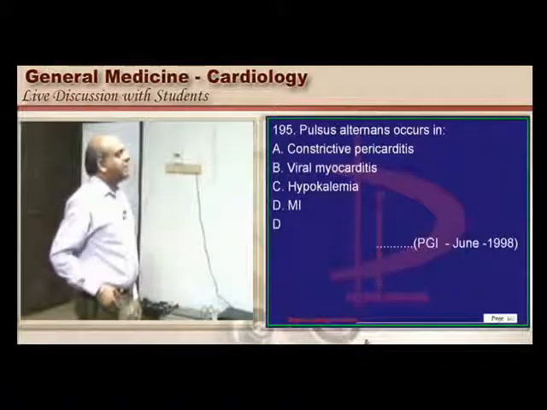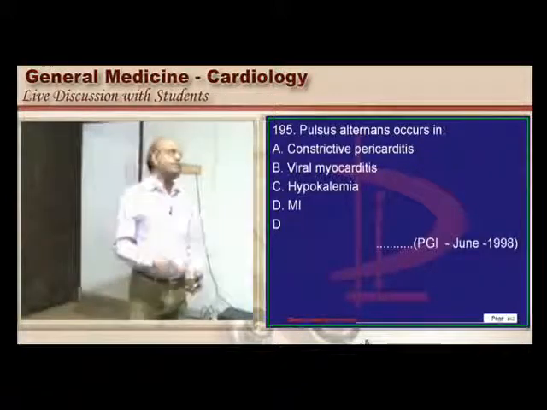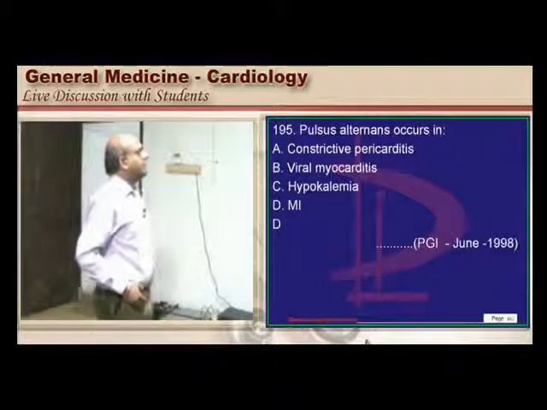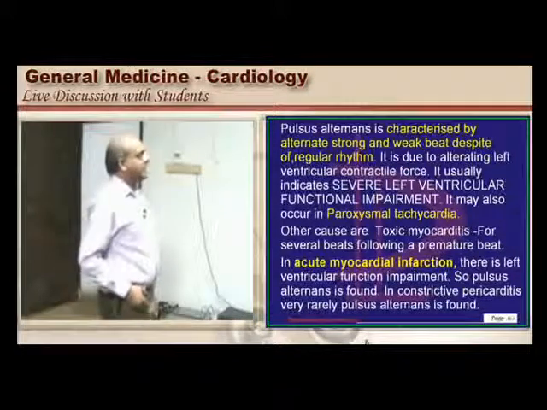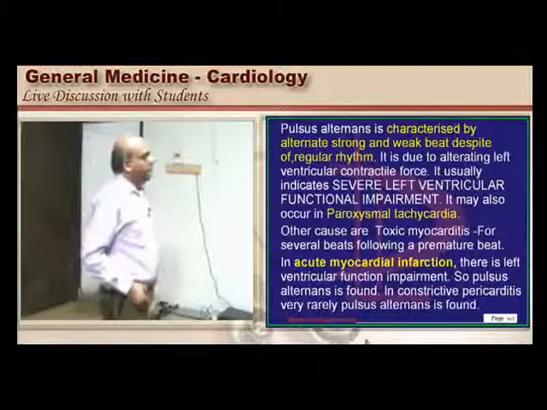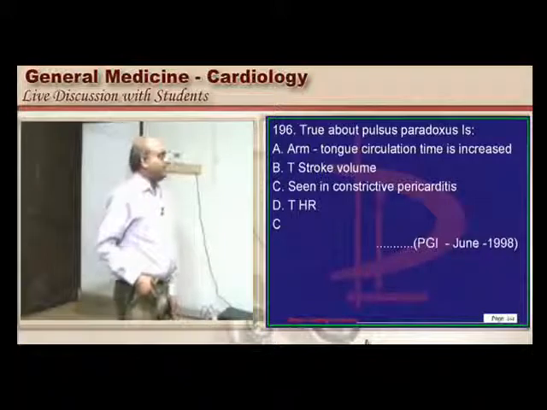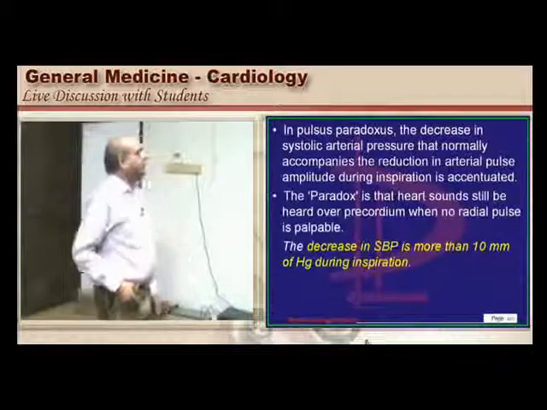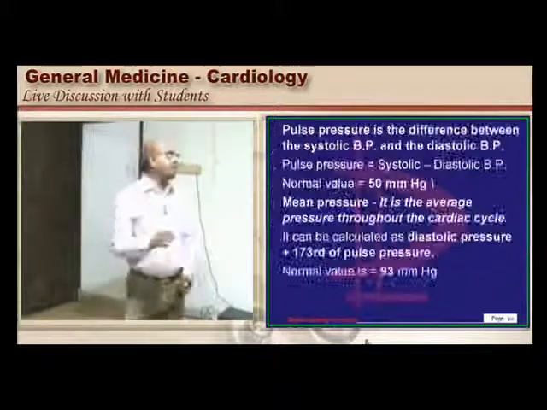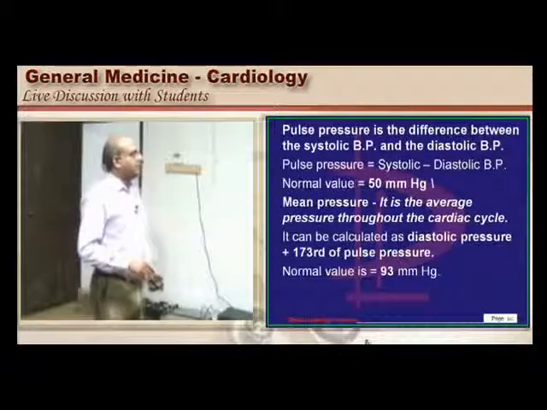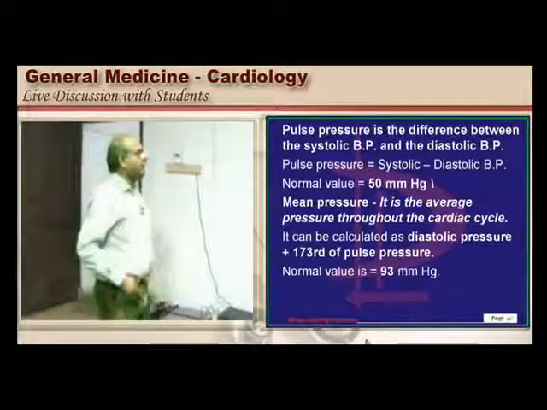Then where do you see pulsus alternans? Even for the PGI entrance also it is a favorite topic of the examiner. You need to remember that in acute MI with LV dysfunction we find the development of pulsus alternans. Then once more pulsus paradoxus, where do you see? We see it in pathology like constrictive pericarditis. Then what do you mean by pulse pressure? We need to know that systolic minus diastolic is the pulse pressure, which is generally around 50 millimeters of mercury.